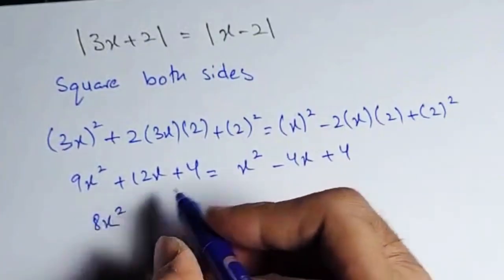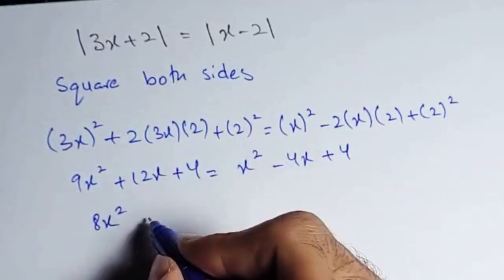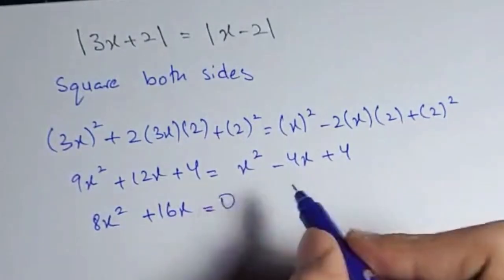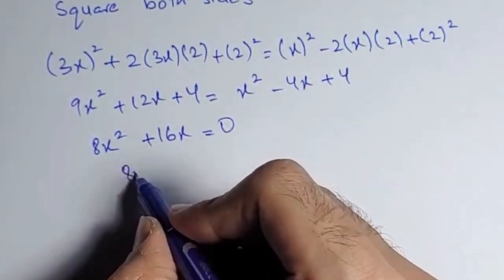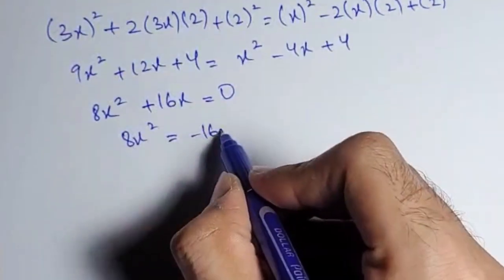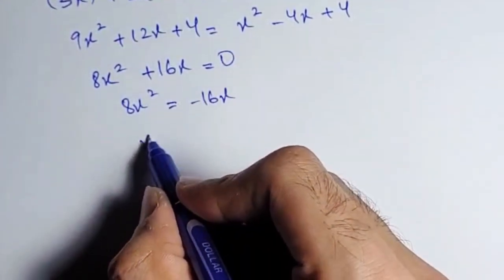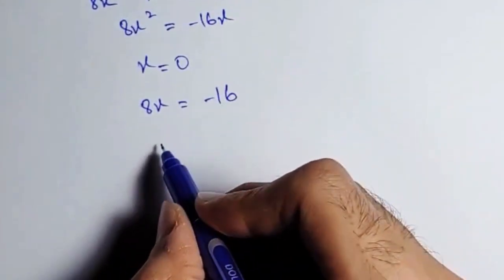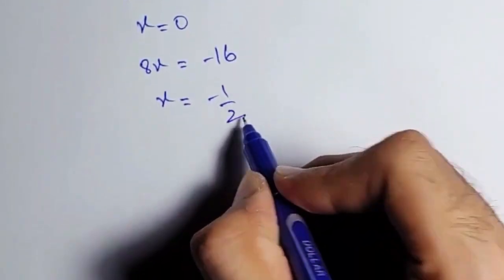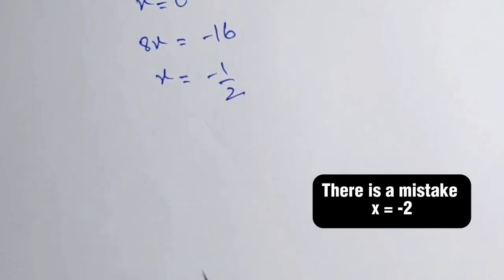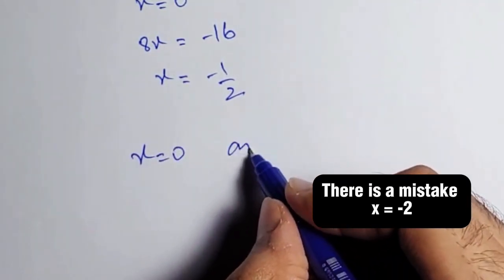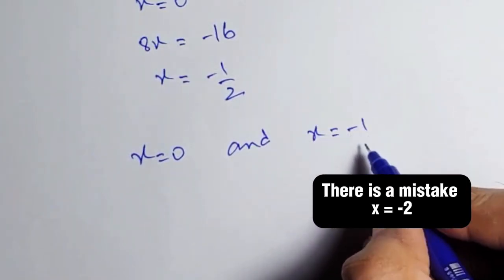8x² + 12x + 4x, 16x, will be equal to 0. 8x² will be equal to negative 16x, x will be equal to 0, 8x will be equal to negative 16, x will be negative 1 upon 2. So two values of x will be x equals 0 and x equals negative 1 upon 2.